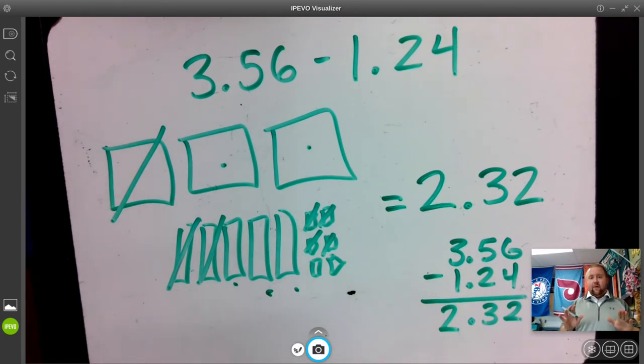So it doesn't matter if you're drawing the model or doing the standard algorithm for the subtraction. It's going to give you the same thing. You just need to remember when you're doing subtraction, you're drawing a picture for your first number, and then you're just taking away from that. We're not adding anything on like we did with the addition, where we drew both.